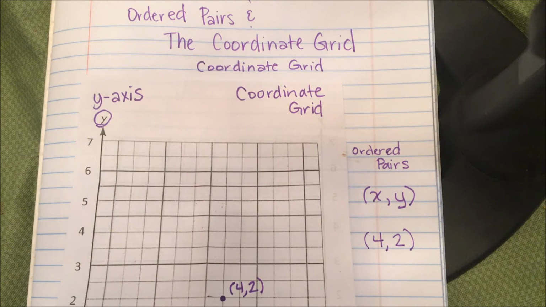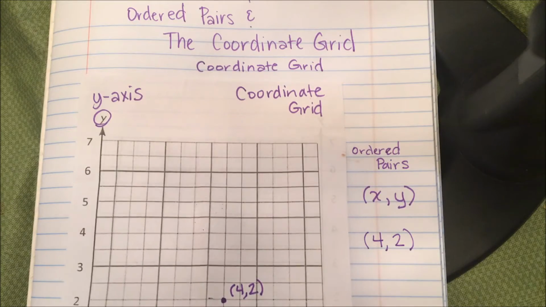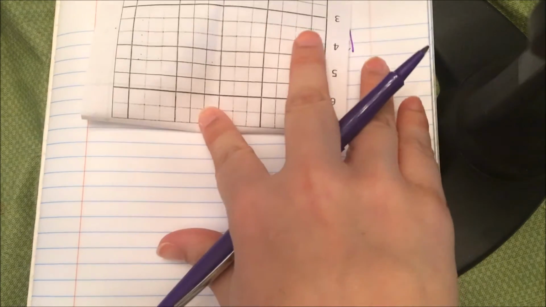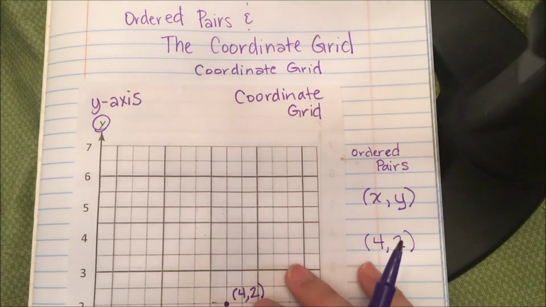Hey guys, we are starting a new topic over ordered pairs in the coordinate grid. You were given a piece of paper today in class. You're going to cut out half of it so you have a coordinate grid on the front and the back and glue that into your journal. You want to title it Ordered Pairs in the Coordinate Grid. And then when you glue it in, just glue along the top so that you have it front and back in there.